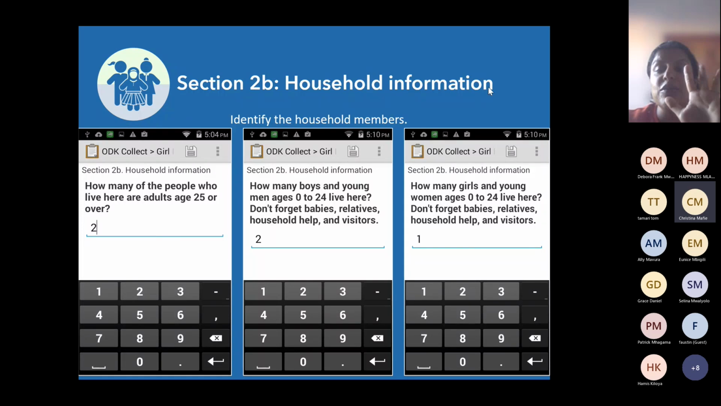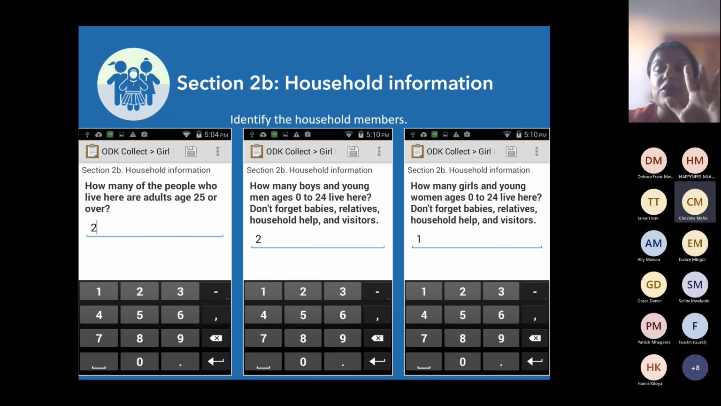I know that sounds silly, but the problem is when you're doing this, sometimes people get it wrong. So in theory, there should be 1 person left, and because you've already done adults and you've done boys, the 1 person left should be a girl. So you ask, how many girls and young women 0 to 24 live here? Again, don't forget babies, relatives, household help, and visitors, and they tell you 1. Great. That means they told you 5 people lived here in total, and when they broke down who those 5 people were, it added up to 5.